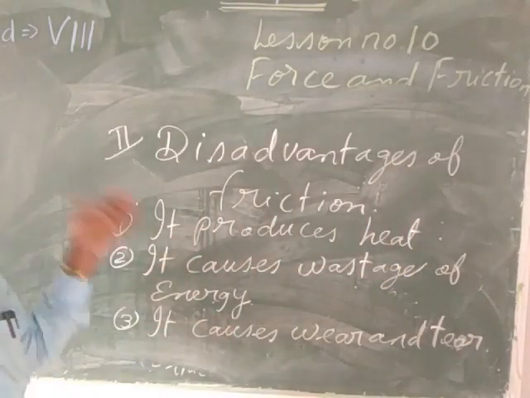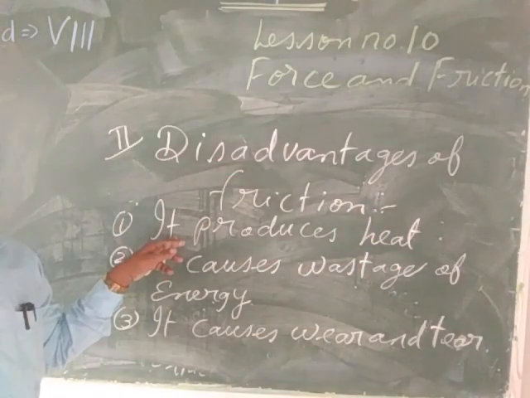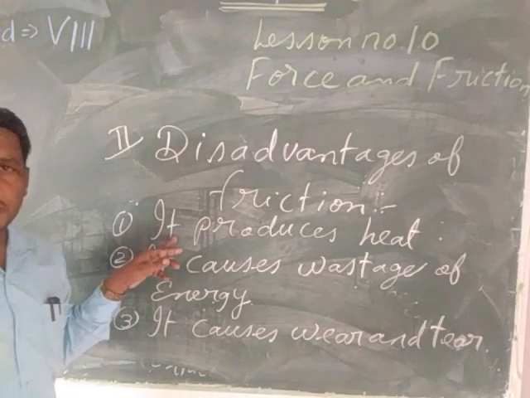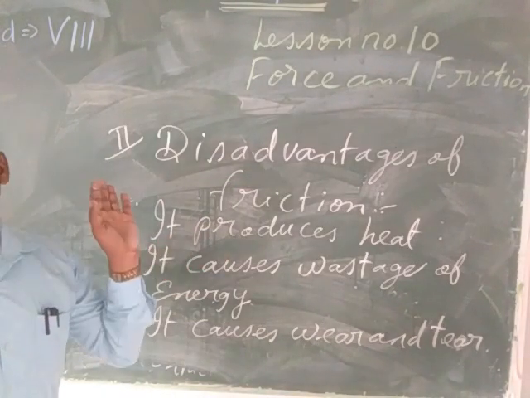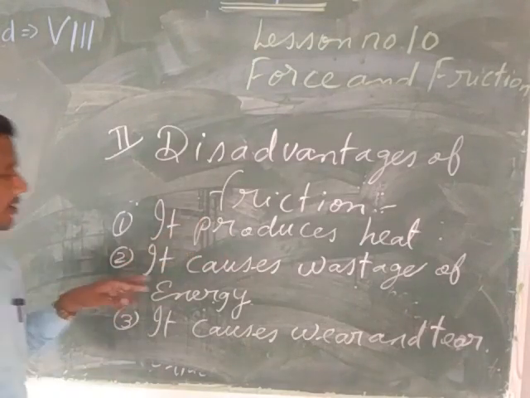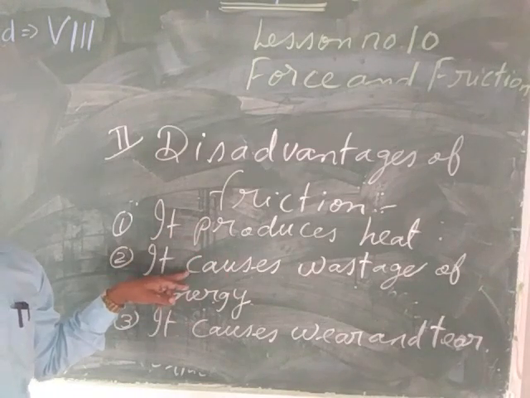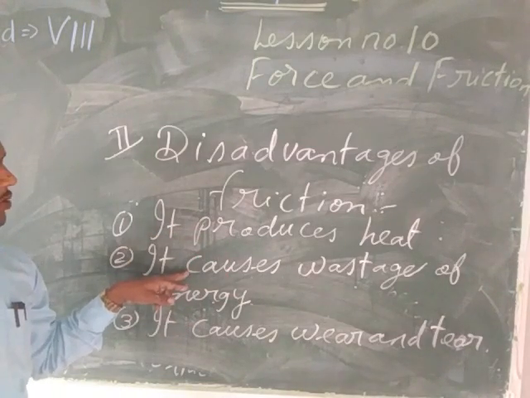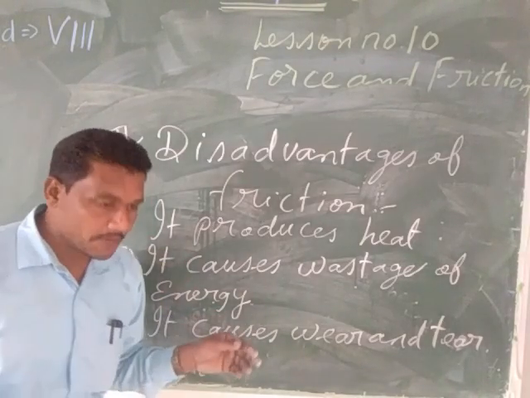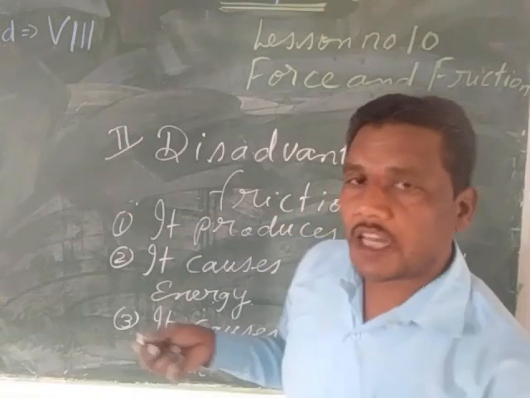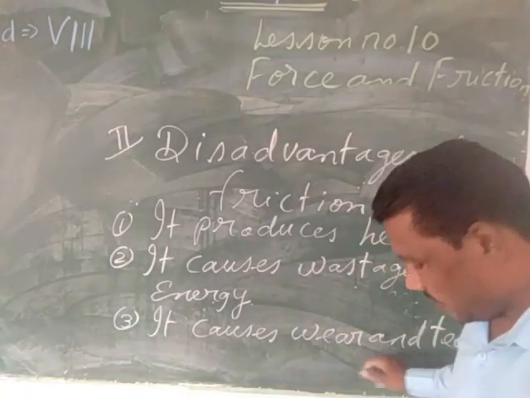Now let us see what the disadvantages of friction are. It produces heat. Whenever friction is acting between the surfaces of two bodies, it produces heat. Second thing, it causes wastage of energy, because of the frictional force more and more energy is being used. Now it causes wear and tear. The object gets wear and tear because of the frictional force.